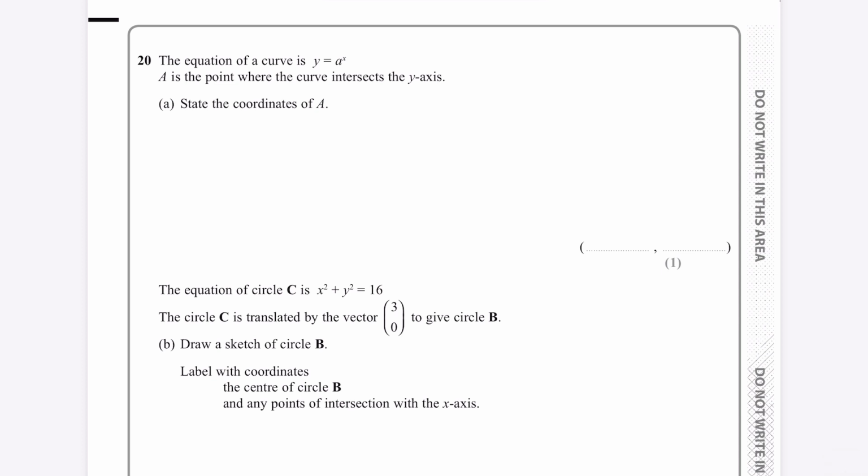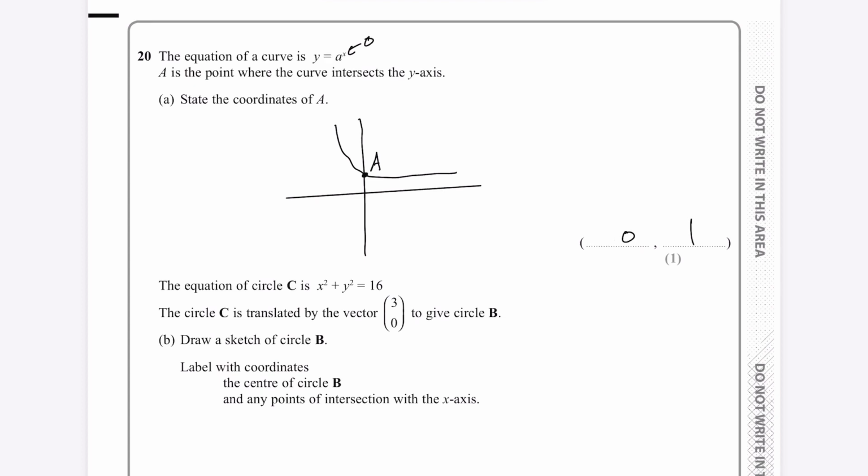So the equation of a curve is y is equal to a to the power of x. A is a point on the curve where the curve intersects the y-axis. Okay, so a graph like this normally looks something like that. So A is a point there. So we know at A, the value of x is 0. So if x is 0, anything to the power of 0 is 1. So when x is 0, y must be 1.